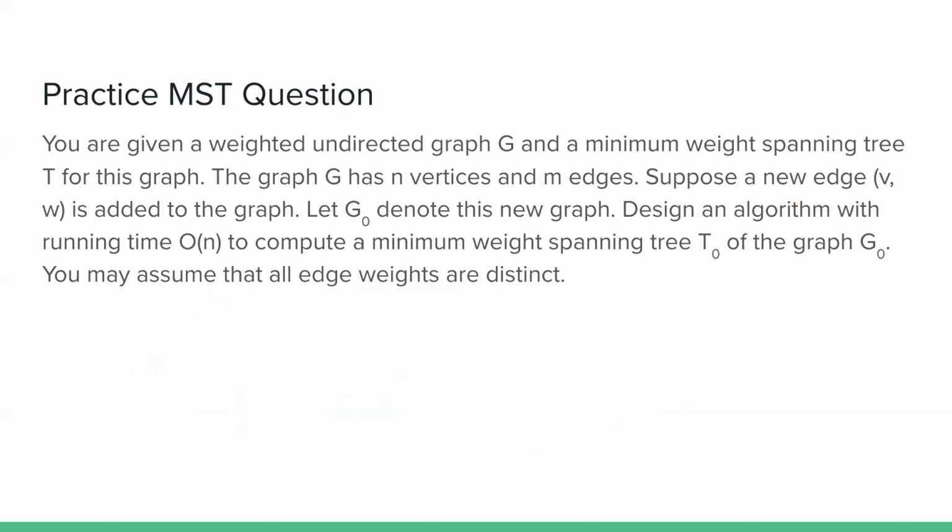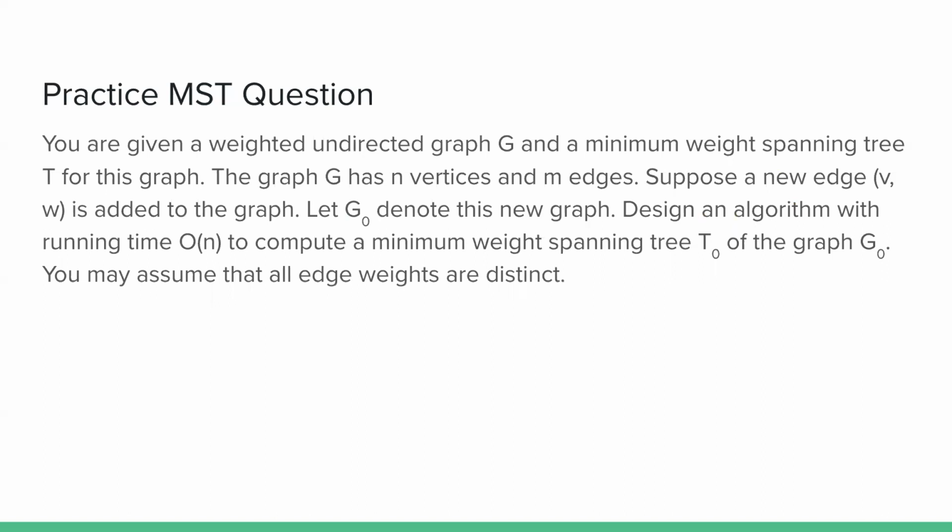Okay, this question is slightly more interesting, and I'll come around and answer you individually as people work on this question. But basically, we have a weighted undirected graph G and a minimum weight spanning tree T, and the graph G has n vertices and m edges. So suppose that we add a new edge to the graph, and this G naught is basically the new graph with this extra edge added in it, right? So it's E plus this new edge.